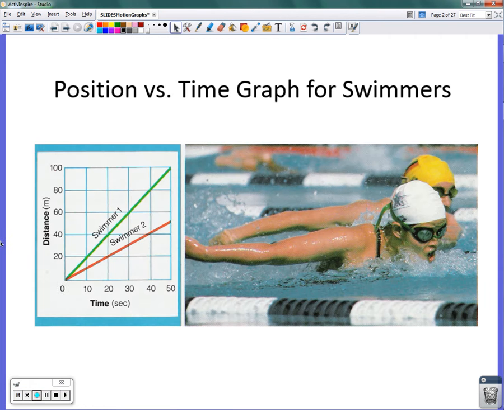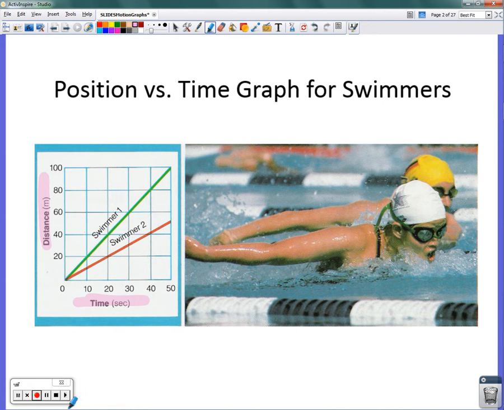For example, here we have a picture of two ladies swimming, and to the left we have a graph of the distance that those ladies traveled and the time it took them to travel that distance. So we'll assume that swimmer 1 is in the white cap and swimmer 2 is in the yellow cap, just based on our vantage point. Looking at this graph of the two swimmers and how far they went and how long it took them to go that far, we could come to some conclusions about the motion of those two swimmers.